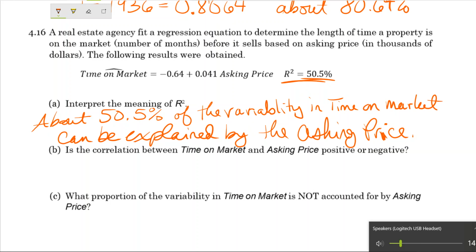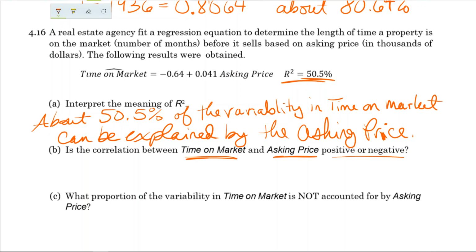Okay, cool. Is the correlation between time on market and asking price positive or negative? So this is me bringing up a common mistake. Notice nowhere in this question do I give you correlation, which is just R, not R squared. So we have the value of R squared. It's 0.505. The temptation most people will have at this point is to just take the square root. But remember, when we square things, we force things to be positive. So there's actually two answers to this, plus or minus. So which one is it? We can't really tell from just R squared.